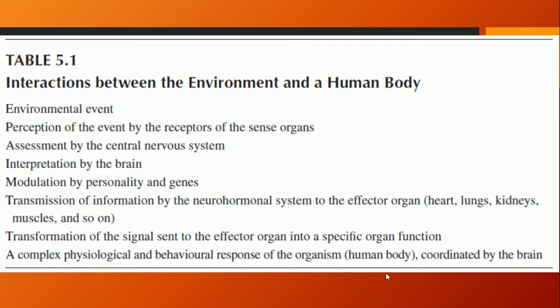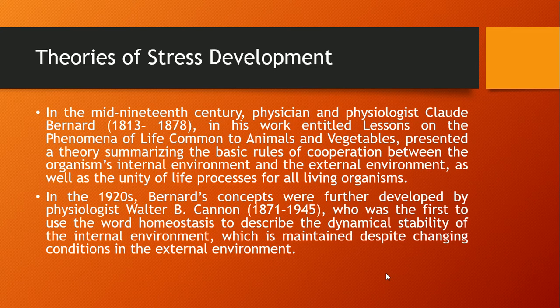And next is transmission of information by the neurohormonal system to the effector organs such as heart, lungs, kidneys, muscles, and so on. Next is transformation of the signals sent to the effector organ into specific organ function. And last but not the least is a complex physiological and behavioral response of the organism or the human body coordinated by the brain. So next we have theories of stress development.